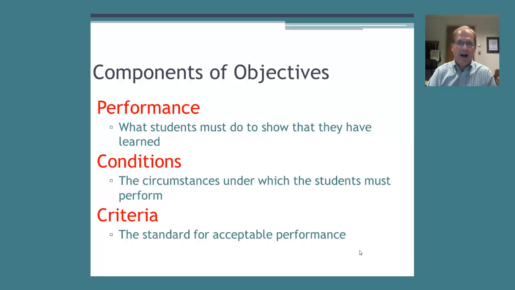What is the standard of acceptable performance? How high should they jump? How fast should they run? Or what should they write? And the quality of the work that they're doing.